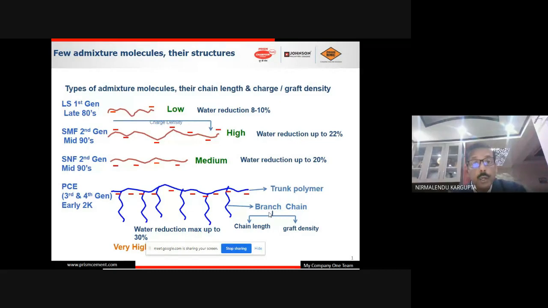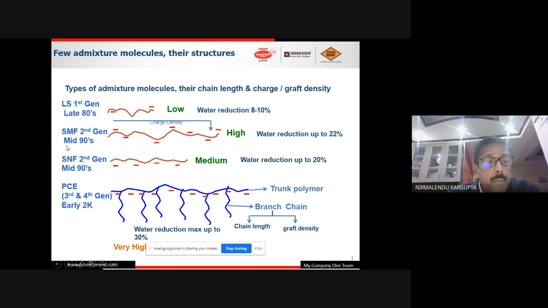These are a few admixture molecules and their structures. See, types of admixture molecules and their chain length, charge, and graft density. In the late 80s, which is called first generation admixture, the name is lignosulfonate, LS. It is called first generation. It came in the late 80s. It is simply a linear chain polymer, which is having charge density, negative charge. It contains some negative charge, and water reduction is low. Water reduction is only 8 to 10%. Late 80s, it was being used.